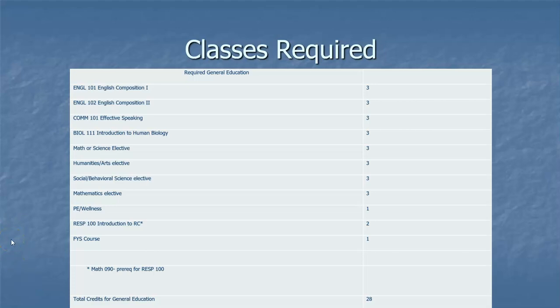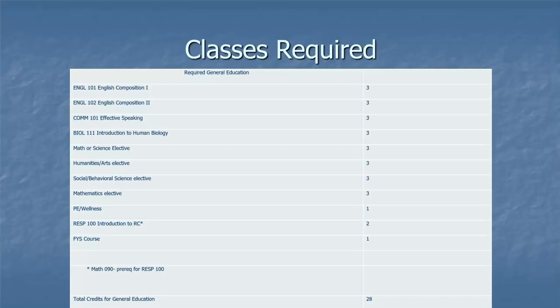Now let's look at the classes that are required for the respiratory therapy degree. So as you can see in this table, the general education courses of English 101 and 102, speech, biology 111, you have to have a math or a science elective, you have to have a humanities and arts elective. We like to recommend Philosophy 225, which is an ethics course. Social Behavioral Science elective, which we recommend Psych 101.